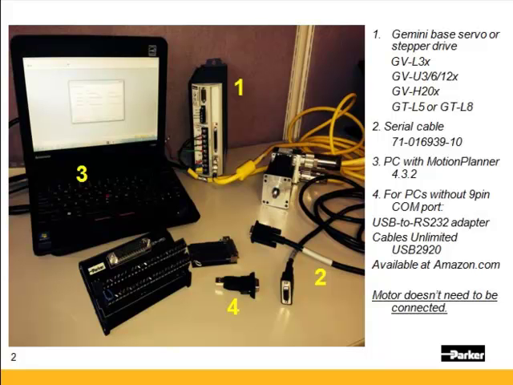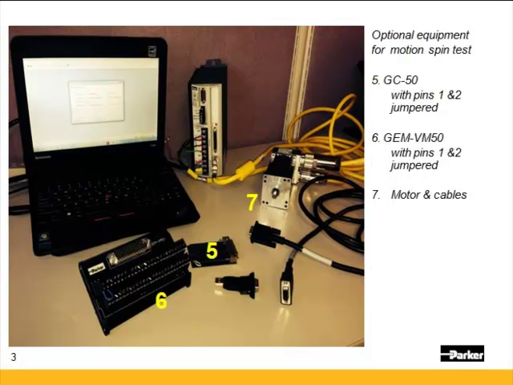For PCs without a 9-pin COM port, you'll need a USB to RS-232 adapter. We recommend using the Cables Unlimited USB 2920 adapter. This has the FTDI chipset and works with all of our products on both Windows XP and Windows 7. It's available at Amazon.com. Not all USB serial adapters work the same. If you aren't using one with the FTDI chipset, it may or may not work. Note, the Prolific chipset does not work on Windows 7, it does work on XP. You do not need the motor to be connected to upload and download.